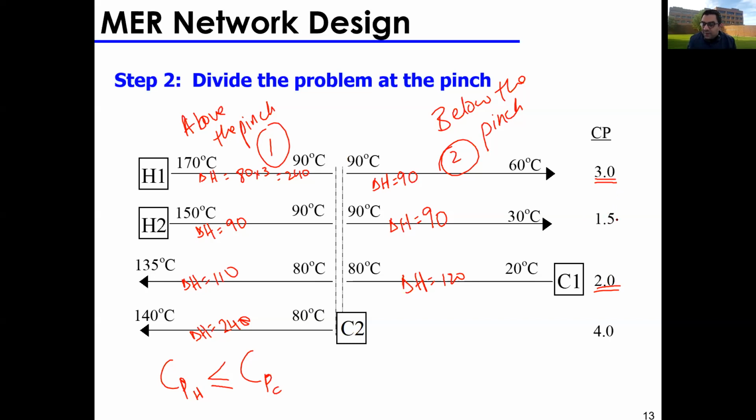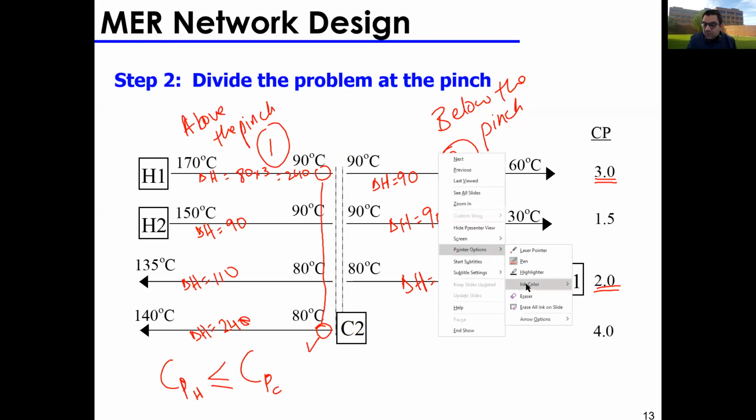It's not thermodynamically possible. I move on to the next cool stream. Is 3 less than 4? Yes. So this connection is possible. So thermodynamically, this connection makes sense, whereas this connection does not make sense.